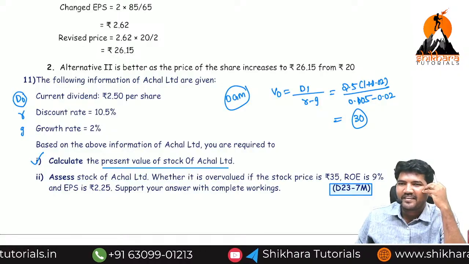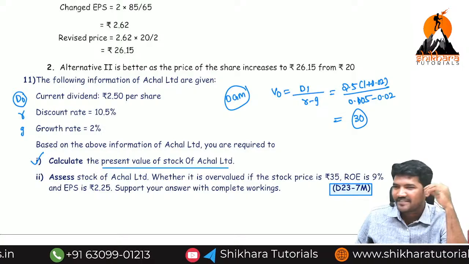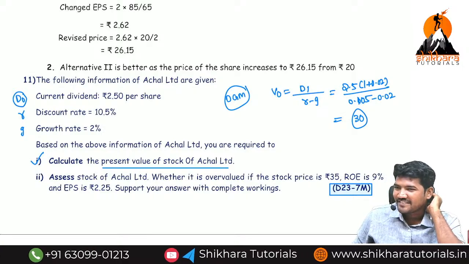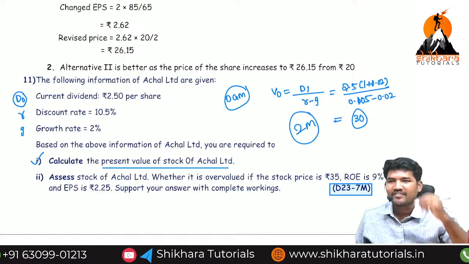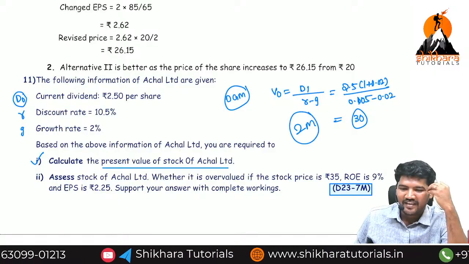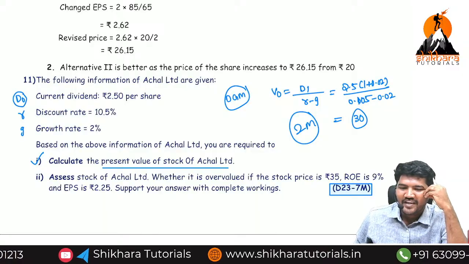All people are happy. Why? Because case 1 is completed, they will give at least half of the marks. But they will not give even 2 marks for the entire question in case 2. Read the question, understand properly.